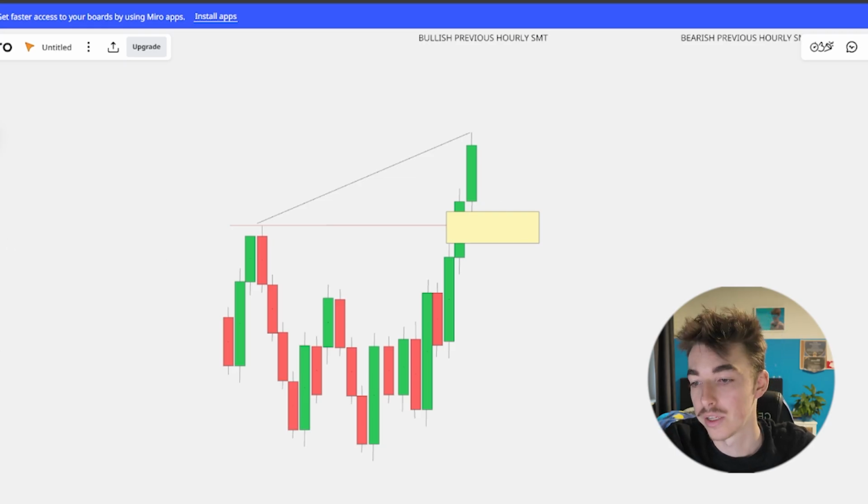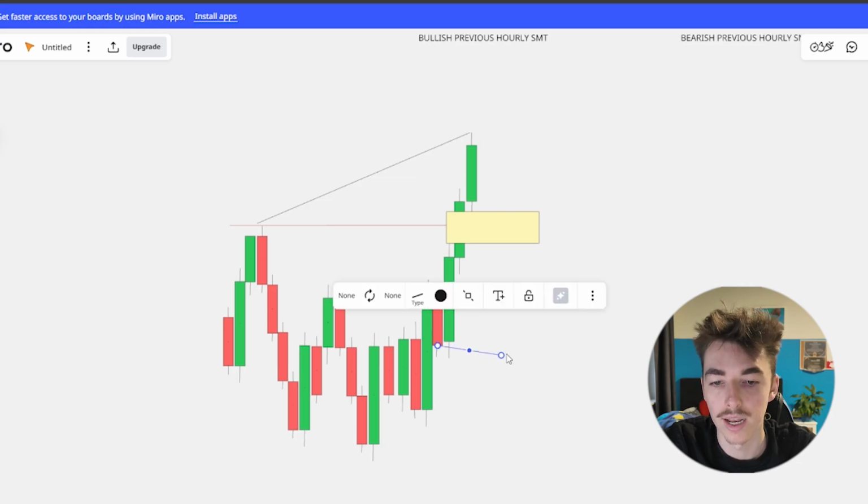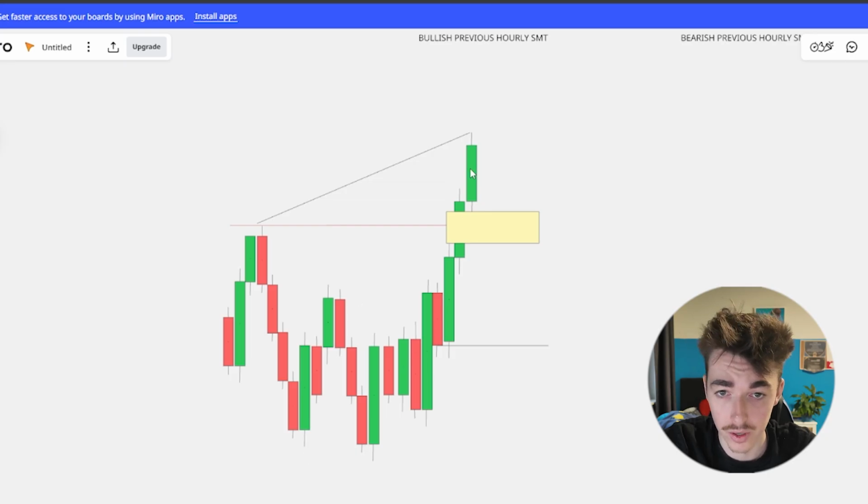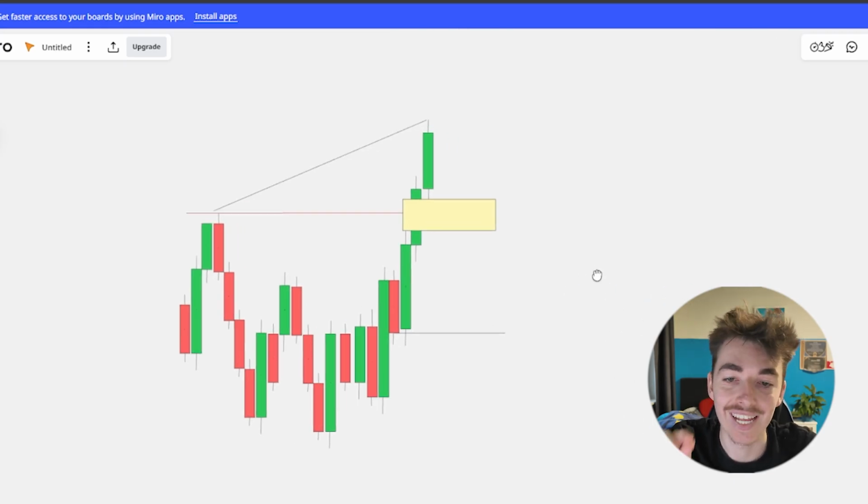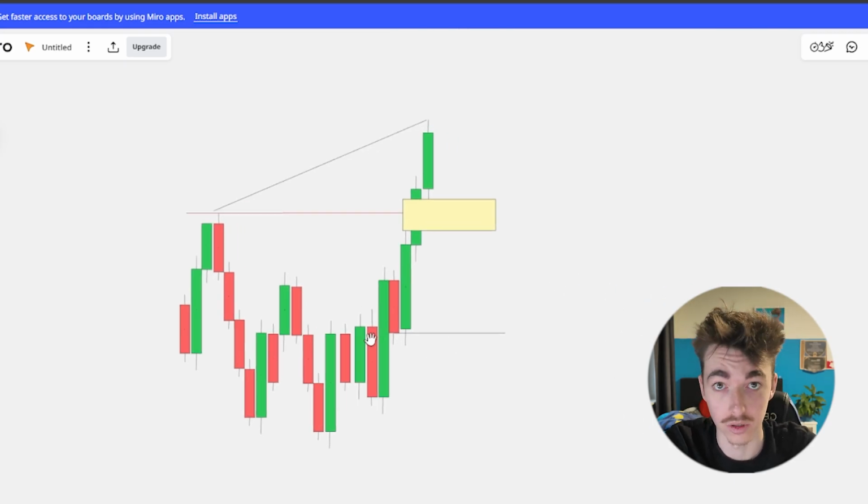Then the last criteria that I need to see is actually a CISD. What is a CISD? A CISD is a close below my last low. So if you look at market structure, this is my last low before we created a new high. This high created the SMT, so this will be my last low. I need to see a candle close below this level, right? Super simple. An inversion. After that, I would like to see a candle close below my last low.